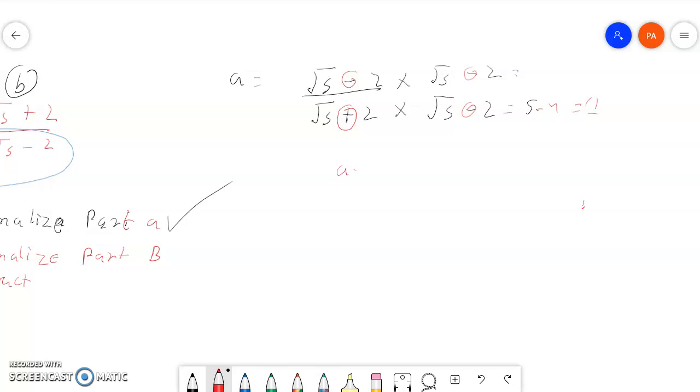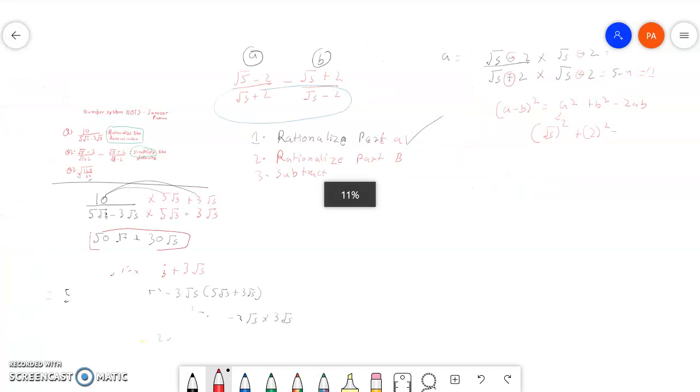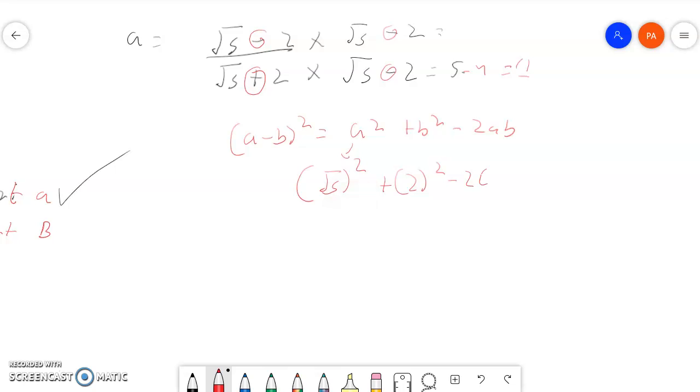That's why we'll use the algebraic identity a minus b whole square is equal to a square plus b square minus 2ab. I'll make a separate video on that. For now, please cooperate with me and please use this algebraic identity to solve the sum, because there is no as such other way. So I'll get, according to the identity, root 5 square plus 2 square minus, that was some technical glitch, I'm sorry, minus 2, and root 5.